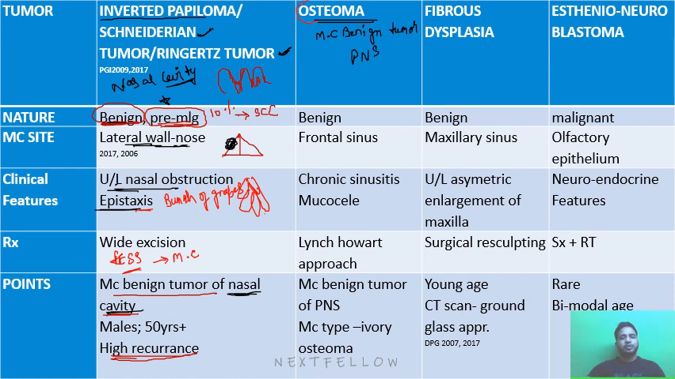Let's talk about osteoma. So osteoma is the most common benign tumor of paranasal sinuses. What is the most common site? Most common site is the frontal sinus or frontoethmoidal recess.